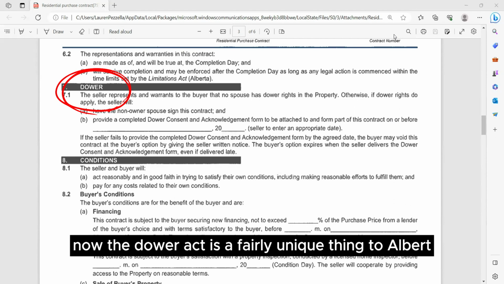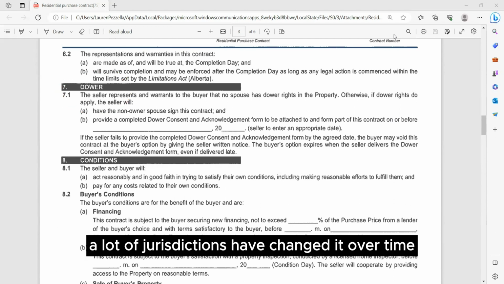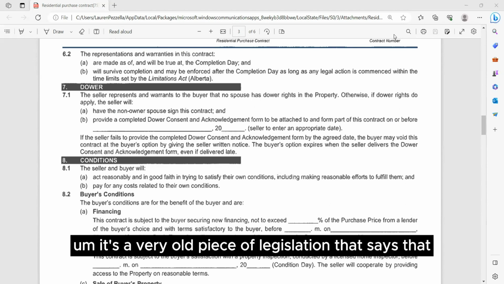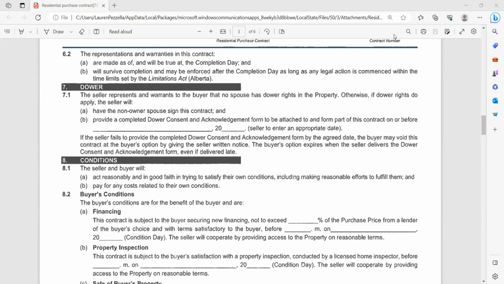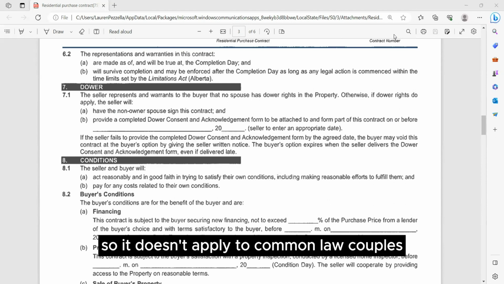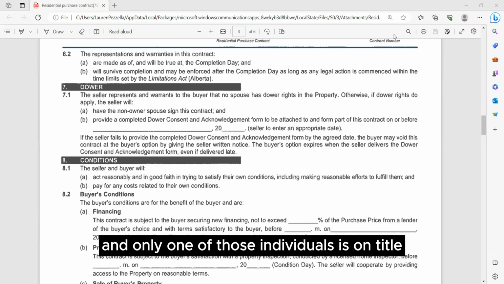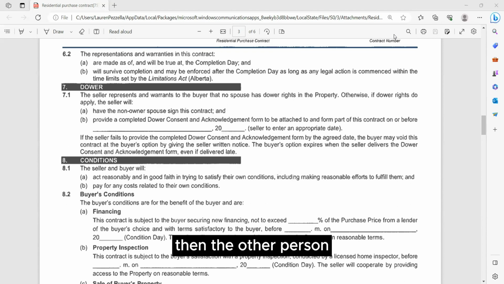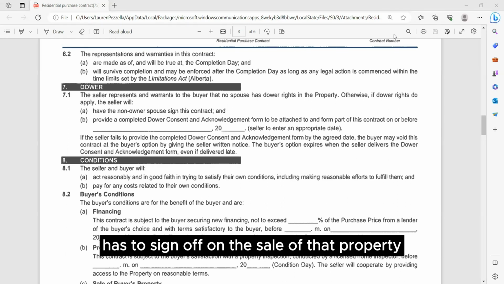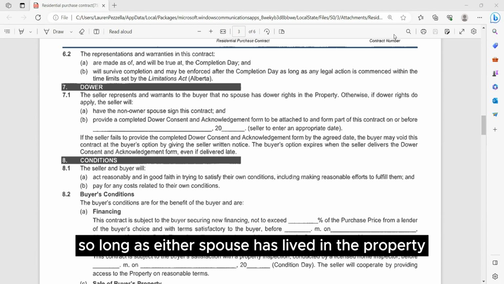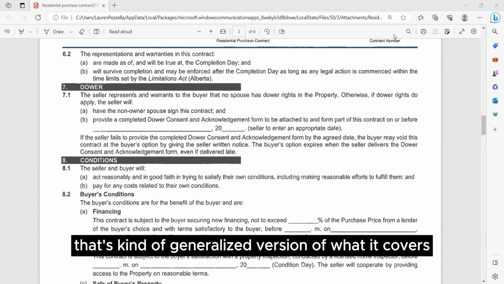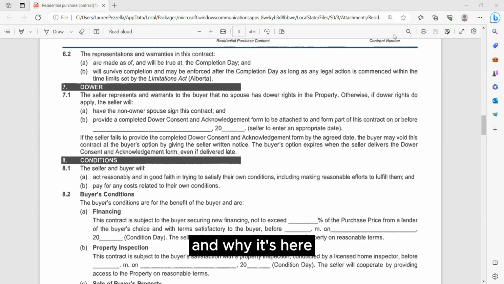The Dower Act. Now, the Dower Act is a fairly unique thing to Alberta. A lot of jurisdictions have changed it over time. It's a very old piece of legislation that says that if you are married, so it doesn't apply to common law couples, and only one of those individuals is on title, then the other person has to sign off on the sale of that property so long as either spouse has lived in the property. That's kind of a generalized version of what it covers and why it's here.